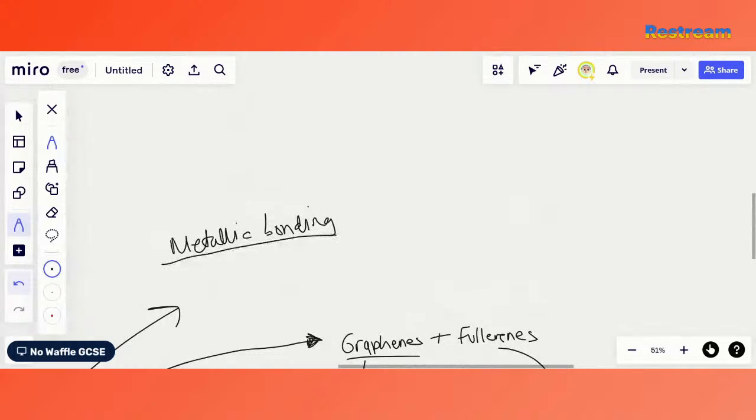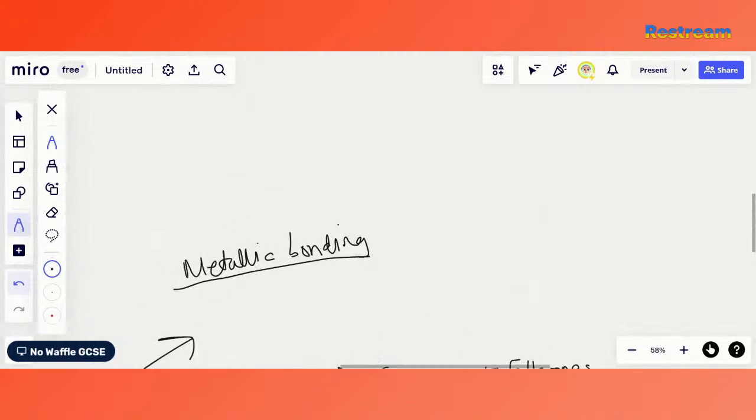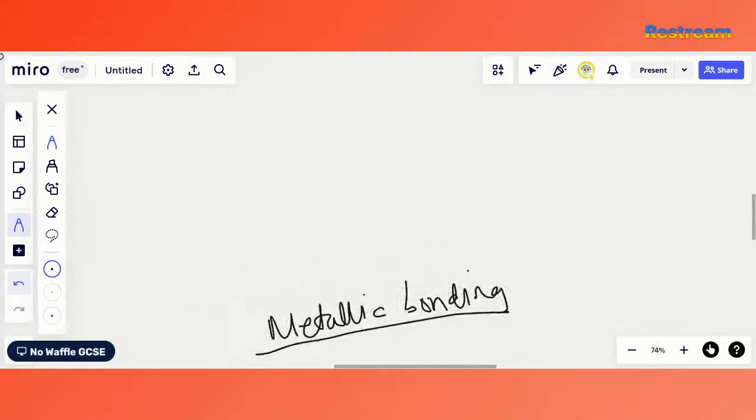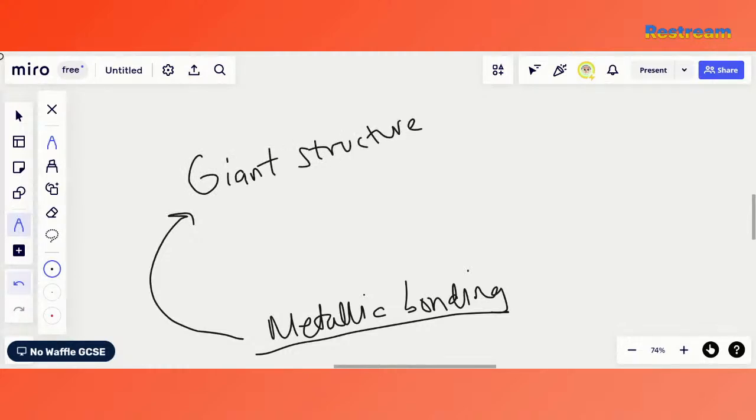Okay. So, metallic bonding, as you can guess by the name, is when there are bonds between metals. Now, metals consist of a giant structure of atoms arranged in regular layers. So, metals are giant structures, yet again. Metals are giant structures of atoms arranged in regular layers.